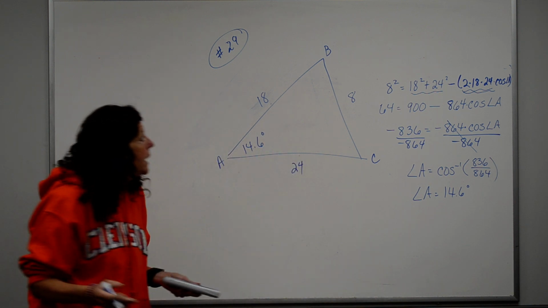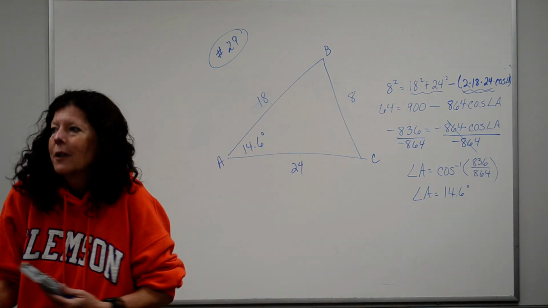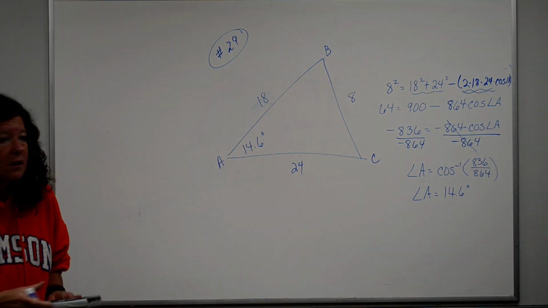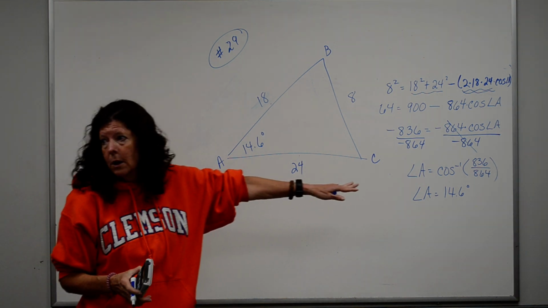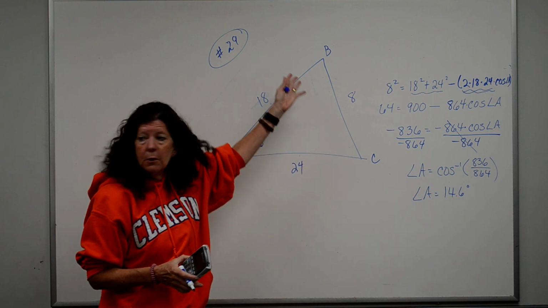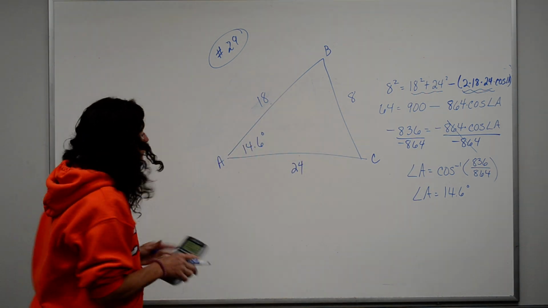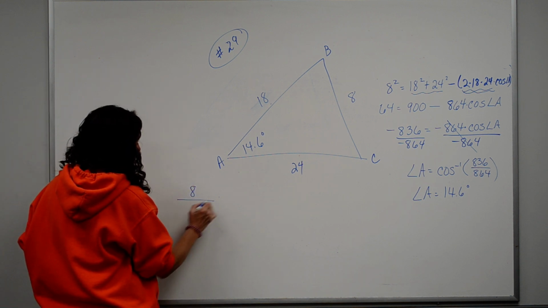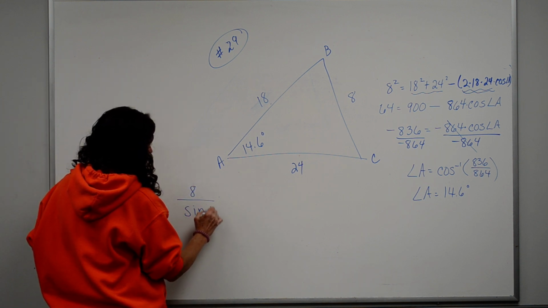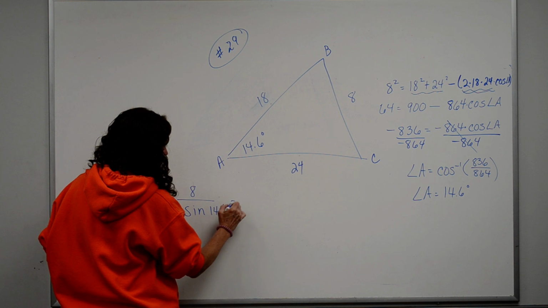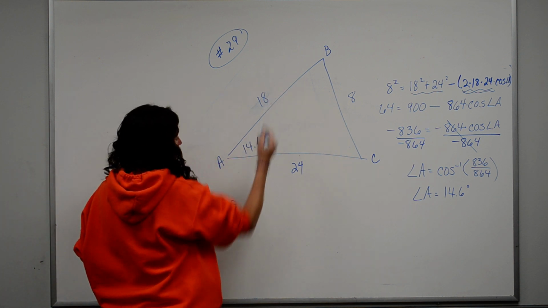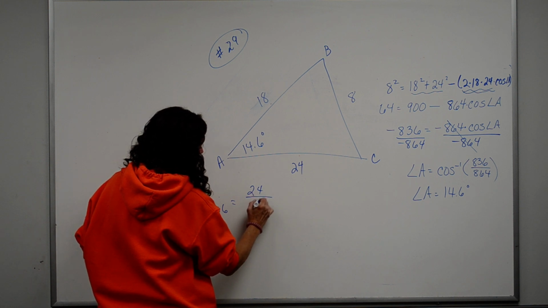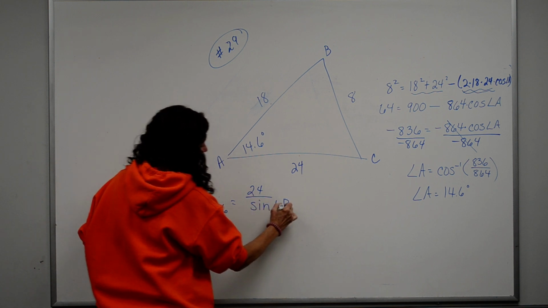Now, at that point, I would switch and do law of sines. You don't have to. If you are one that really likes law of cosines, you can keep going. You can do the same thing, but do it with B. Personally, I believe law of sines is easier. So I'm going to go 8 over the sine of 14.6. I'm going to go ahead and find B next. So 24 over the sine of angle B.